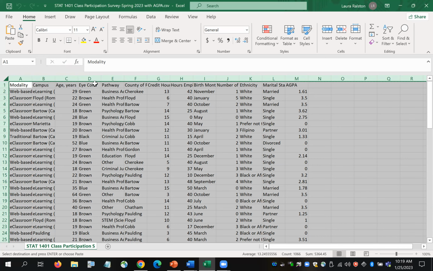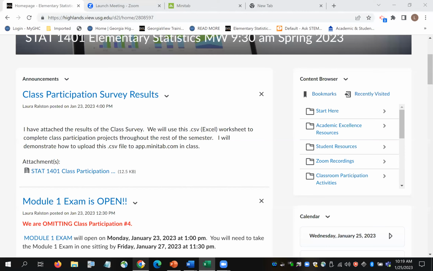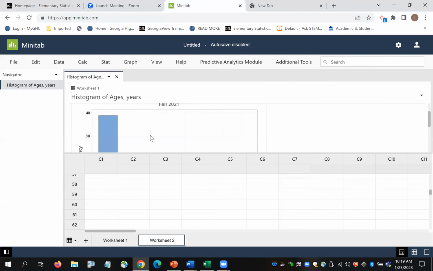And you can see there's like little dancing ants all the way around the spreadsheet. So I've copied it. Then I'm going to Minitab. And I've got me a nice, clean spreadsheet. Nothing on it.